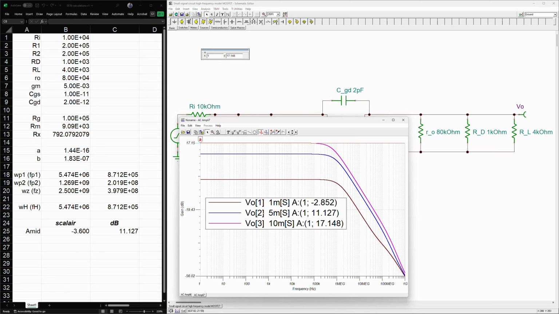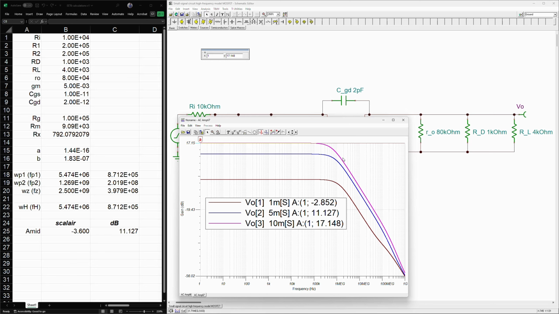The one in blue, which is our 5 millisiemens, is 11.127 dB as we have it. And if you look at that one, which is our 1 millisiemens as our GM, that is actually an attenuation because it is minus 2.852 dB. So you see it is indeed decreasing. But there's also another observation. While the gain is decreasing with the GM, the upper cutoff frequency actually increases. There is an inverse relationship between them. So increasing the gain will decrease the cutoff frequency, or decreasing the gain will increase the cutoff frequency.